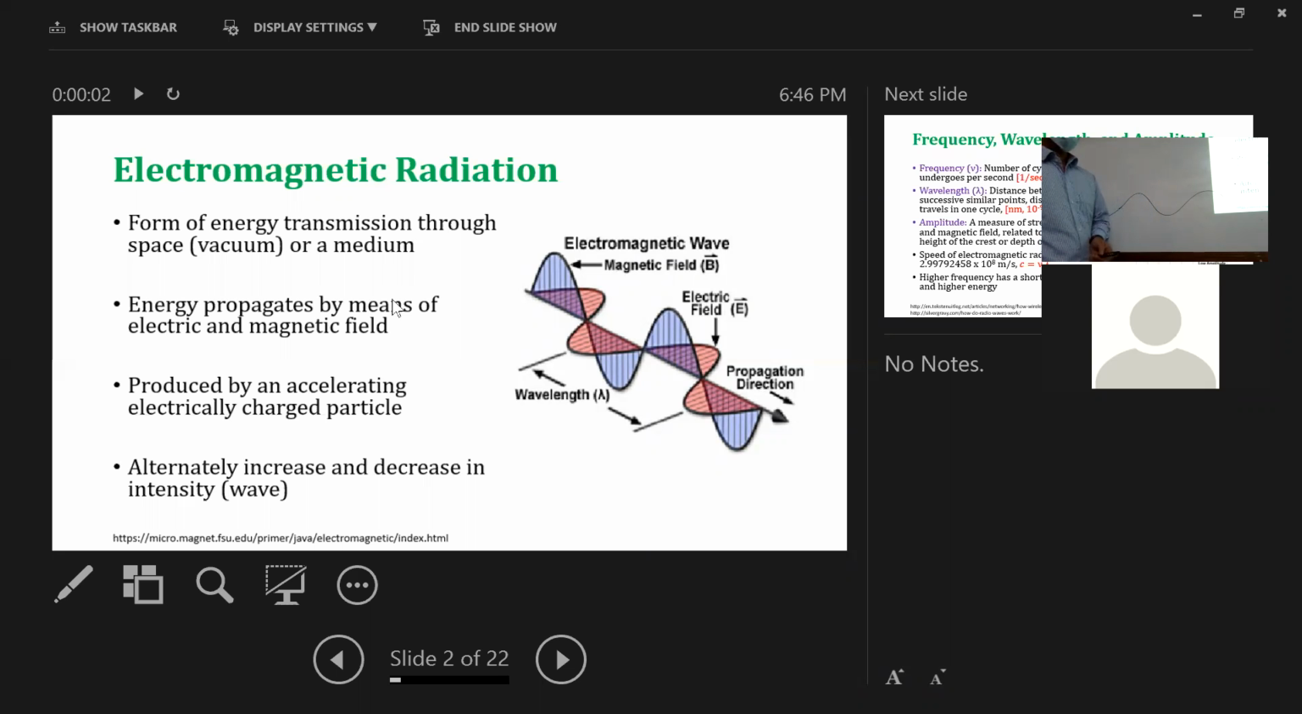So electromagnetic radiation is a form of energy transmission through space or a medium. To transmit energy, you don't always need a medium. Sometimes you can transfer a sound wave, and in that case you may need a medium. Sound is also a kind of wave, and it transmits by compressing. Let us consider an air medium.